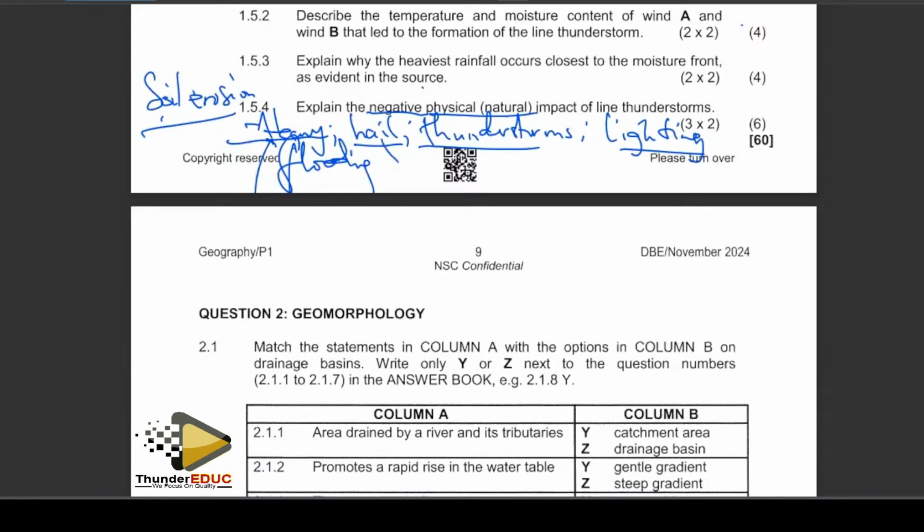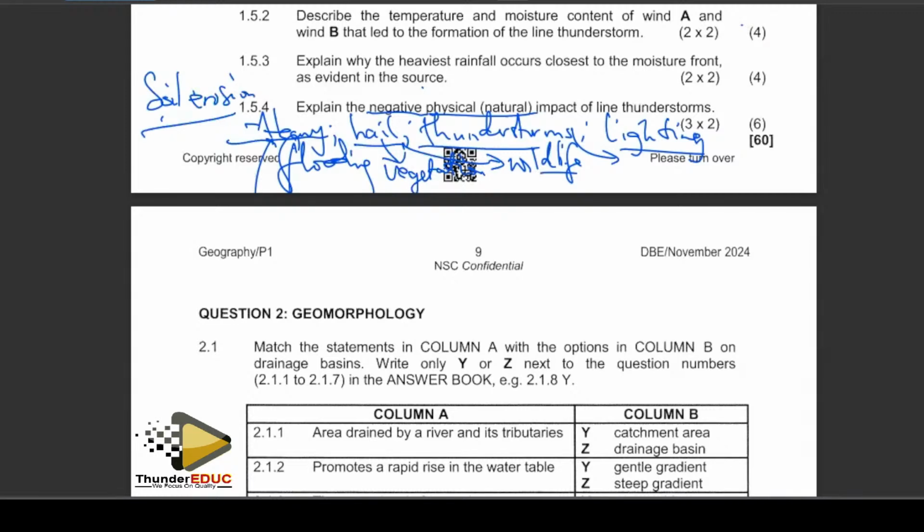Or if you can talk of hail, hail can damage vegetation. The natural vegetation can be damaged. Natural vegetation is damaged by hail. Or talk of wildlife, like birds. They can be killed by hail. It's a negative implication. Or talk of thunderstorms. What is the negative implication on the natural environment?